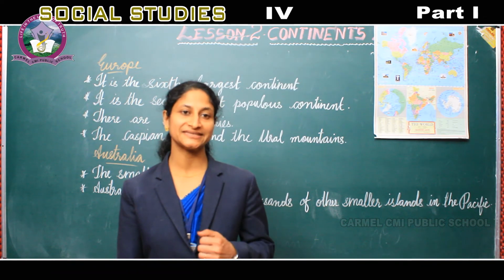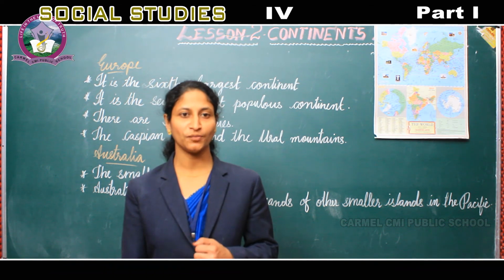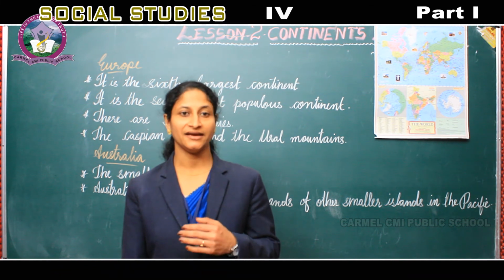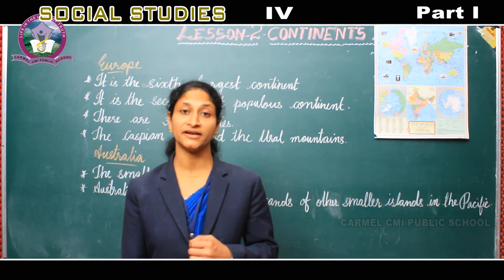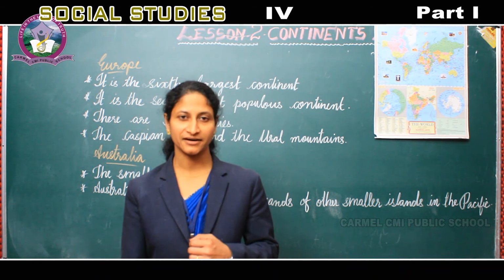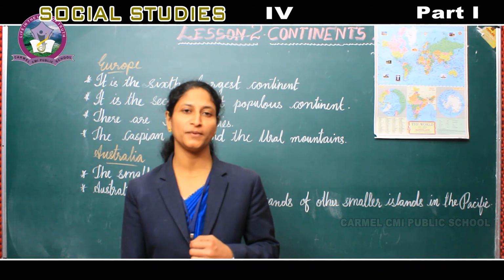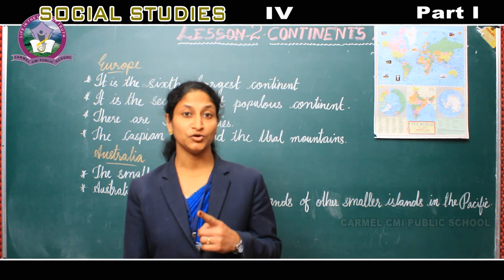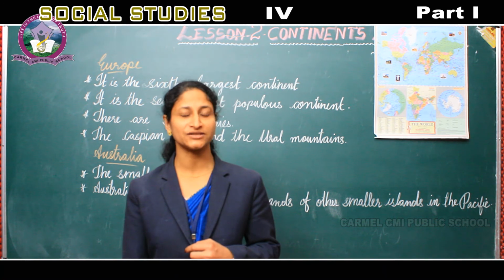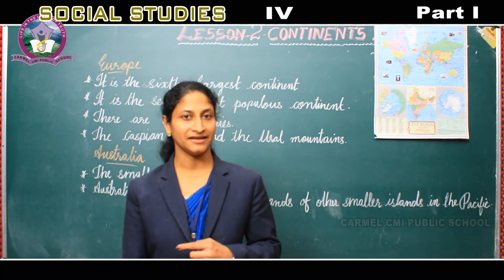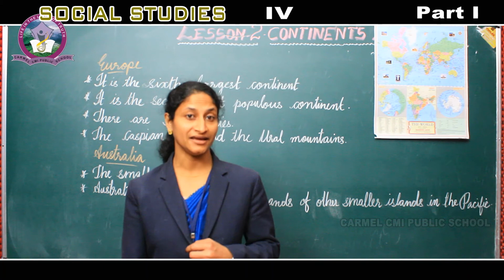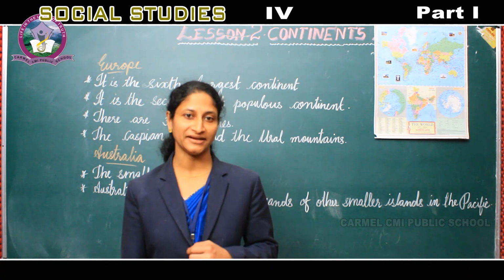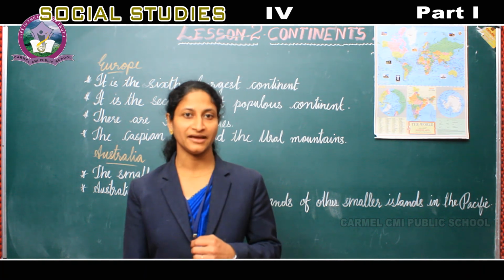Now we are going to discuss Europe. Europe is the sixth largest continent of the world, and it is the second most populous continent of the world. Children, which is the most populous continent of the world? Asia. Then Europe is the second most populous continent. There are 34 countries in Europe. The Caspian Sea and the Ural Mountains separate Europe from Asia.